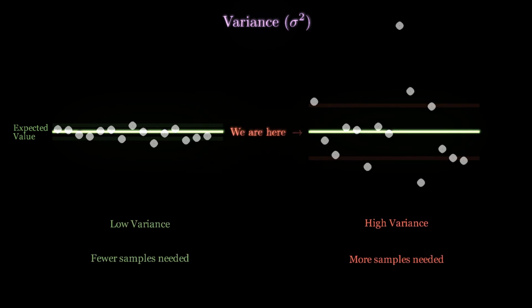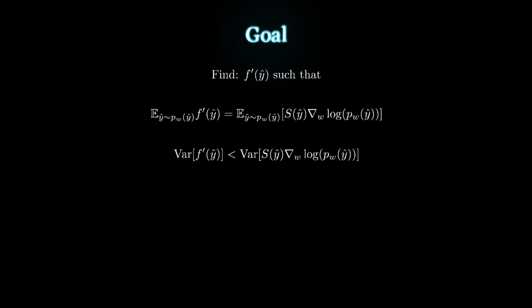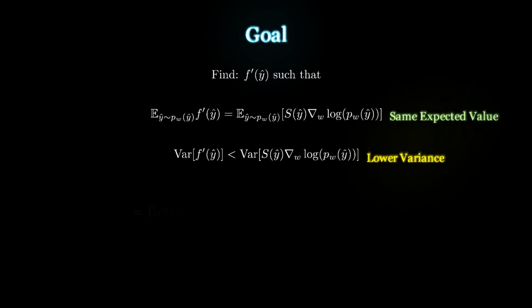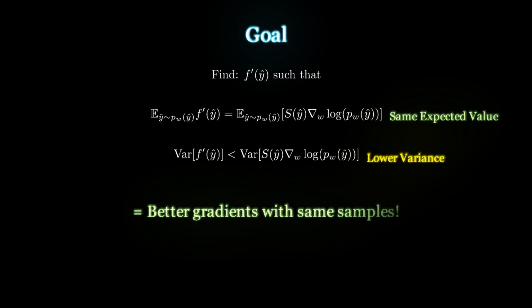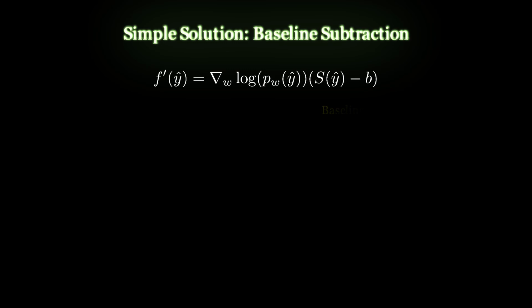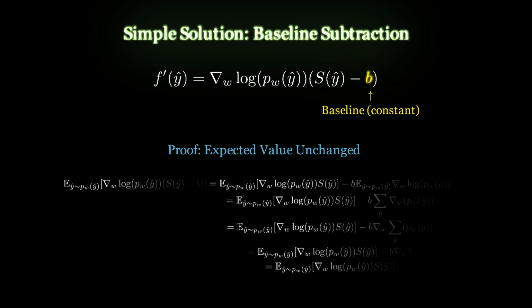But unfortunately for us, in practice, for the kinds of tasks we use reinforcement learning for, the variance of our gradient estimator is huge. So our goal is to find another function which has a smaller variance but the same expected value as our policy gradient approximation. If we can find that, then we can get better gradient approximations with the same number of samples. And one very simple way of doing this is to subtract a constant baseline value from the scores. If you subtract a constant value from the score of every output, that does not change the expected value at all. You can verify this with some quick algebra.